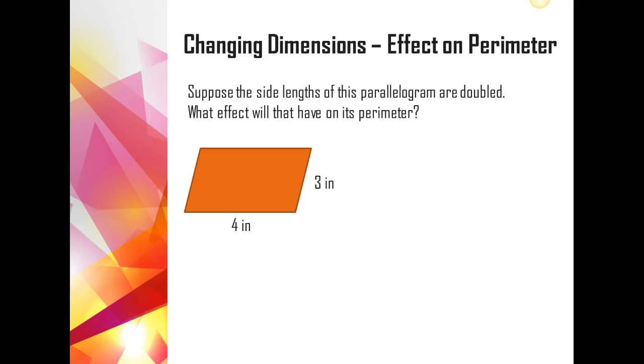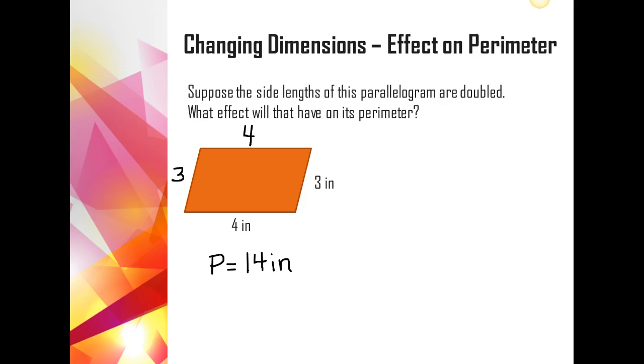In our first three examples, we're going to analyze the effect that changing the dimensions on all sides of a figure has on its perimeter. Suppose the side lengths of this parallelogram are doubled. What effect will that have on its perimeter? Parallelograms have opposite sides that are congruent, so we do know the measurements of all four sides. We can go ahead and write those numbers in, and then to find the perimeter, we will add all four sides. This gives us a total perimeter of 14 inches.